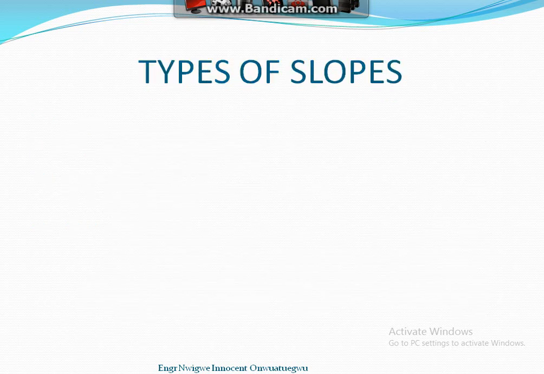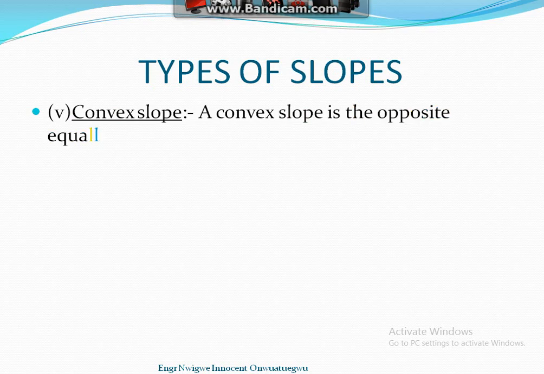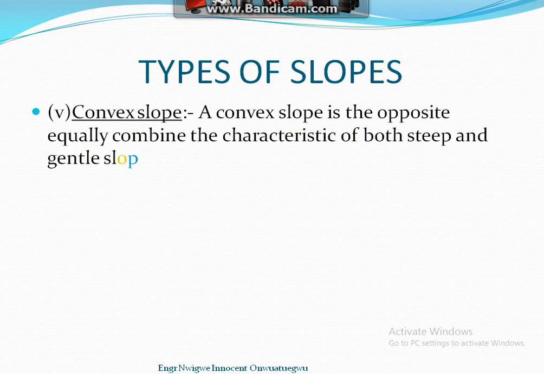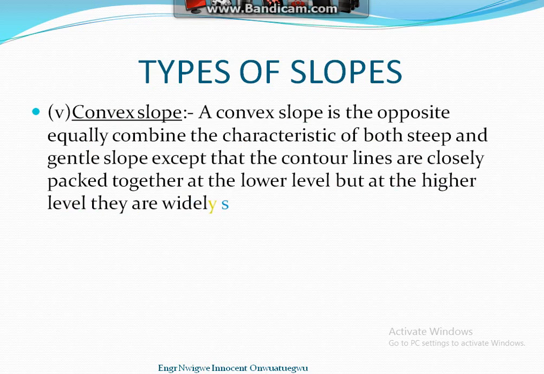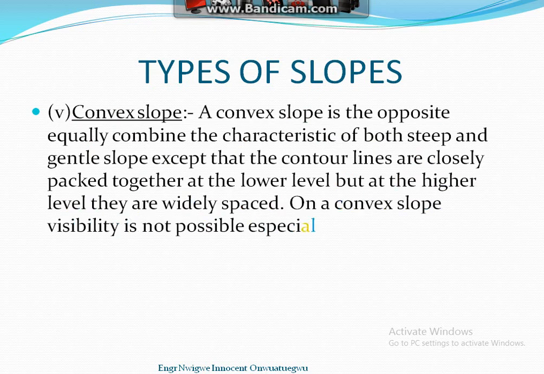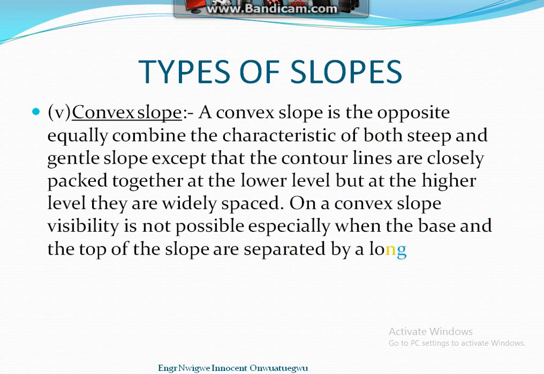5. Convex slope. A convex slope is the opposite, also combining the characteristics of both steep and gentle slope, except that the contour lines are closely packed together at the lower level, but at the high level they are widely spaced. On a convex slope, intervisibility is not possible, especially when the base and the top of the slope are separated by a long distance.